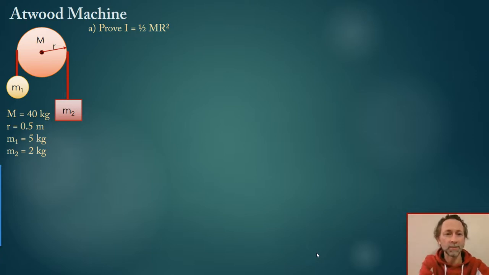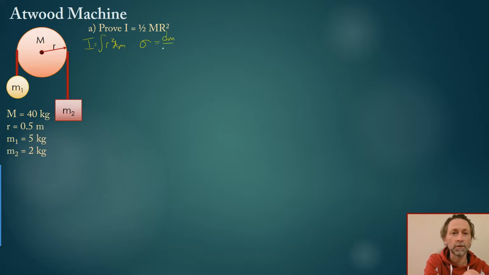So first off, we're being asked to prove that I is 1/2 mr squared. Remember that to do that, we're going to say that I is the integral of r squared dm. Remember that for a disk like this, we're not going to go with lambda, because lambda is the linear density. We're going to go with sigma, and it's going to be the change in mass over the 2 pi r dr, which is also going to equal the total mass over the total area. So to begin with, we'll take that value and substitute in our dm.